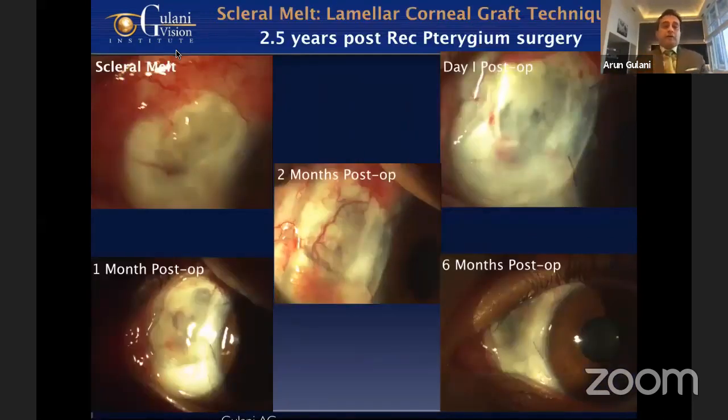Now, how do we correct scleral melt if it happens? Again, don't panic. The bigger thing, may I please request you again, is think about this patient in the mirror. It doesn't matter how complex they are. Think about them in the mirror.